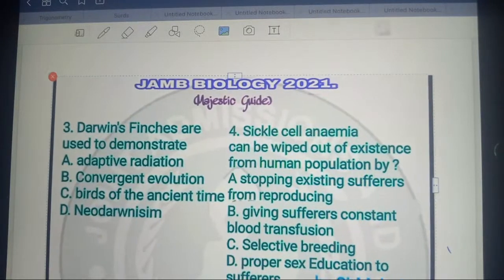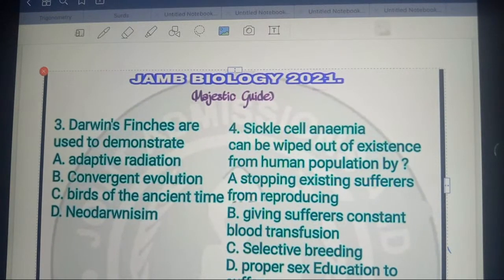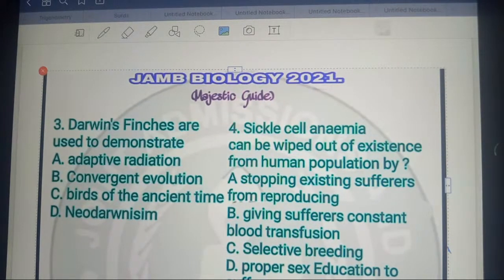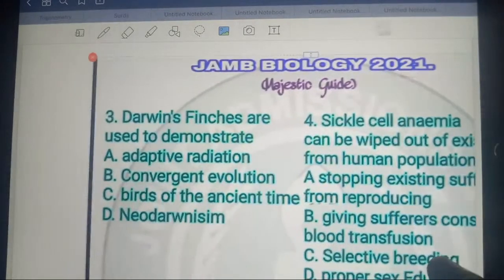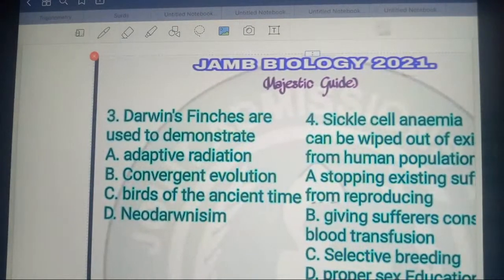Number 3 says Darwin's finch are used to demonstrate. Simple. Darwin's finch is also called Galapagos finch. So what is the formula for that? For that what? I can't get your question. What's the formula for what? Please come again with your question. So before then, there is no formula in that population study calculation. It's all about knowing what we are required to do.